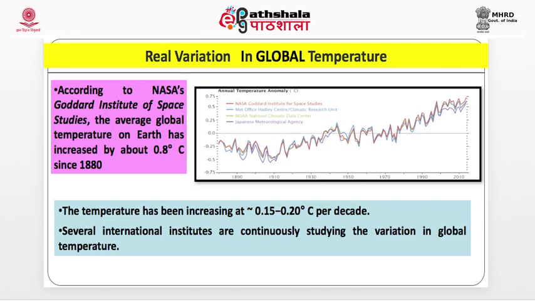Now, how is the global temperature actually varying? Look here, see. NASA's Goddard Institute of Space Studies is carrying out the temperature measurement continuously. And over the years, this has happened. Look here. So, this is how the temperature is changing. Now there is a continuous record. You can go to the internet, just search temperature of the globe, you will find it. Or type NASA's Goddard Institute of Space Studies, you will get the whole data available.